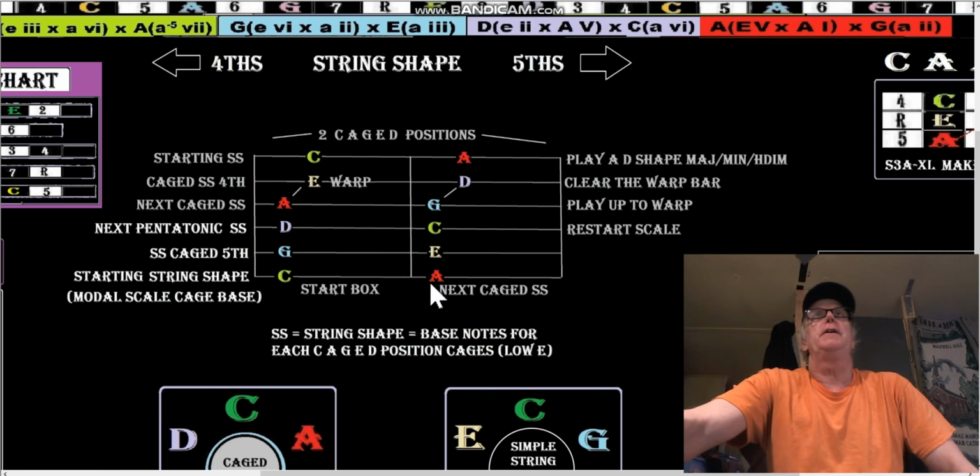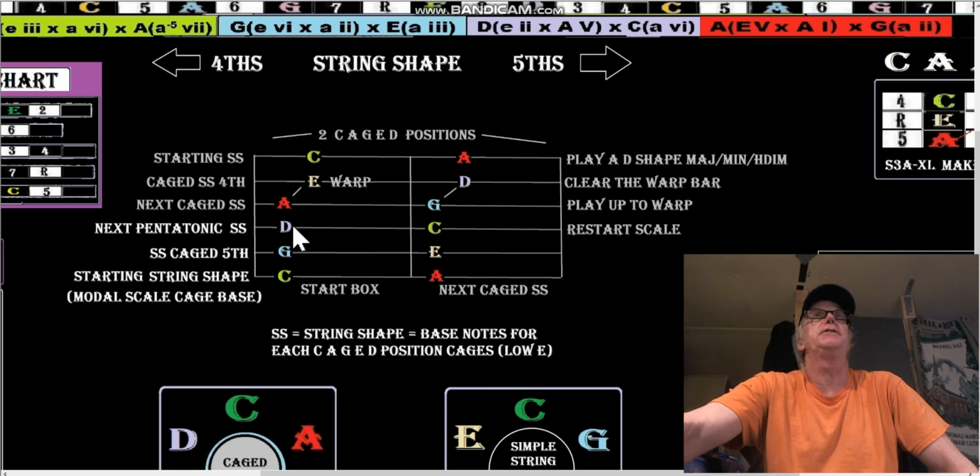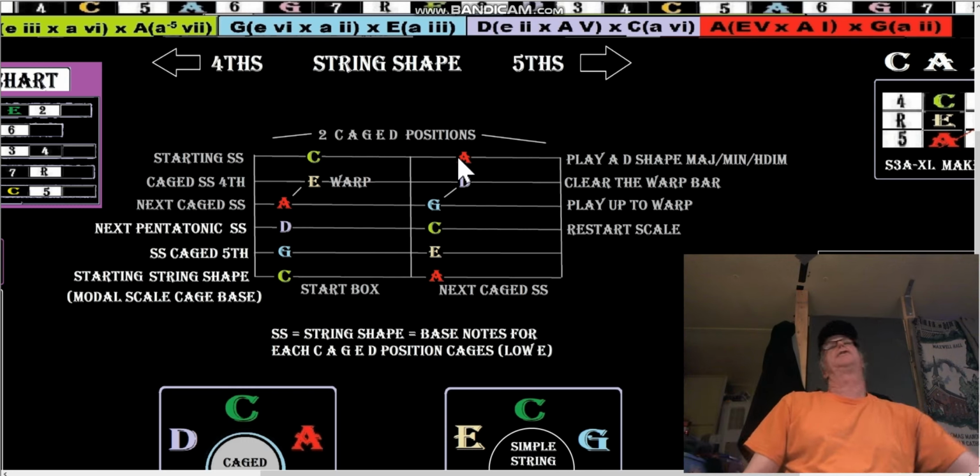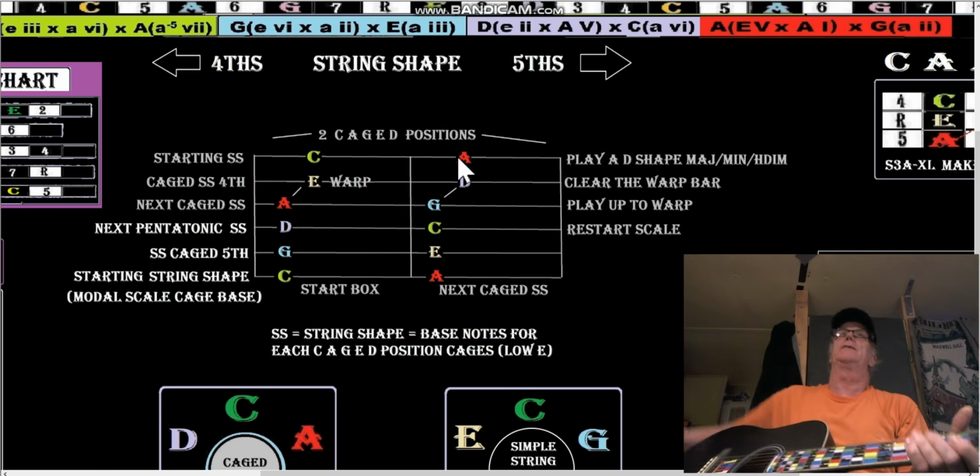Now over here on this cage is the next cage over. C goes to A in caged, G goes to E in the word caged, D goes to C in the word caged, A goes to G in the word caged, E goes to D in the word cage, and same thing on top and bottom string. C goes to A.